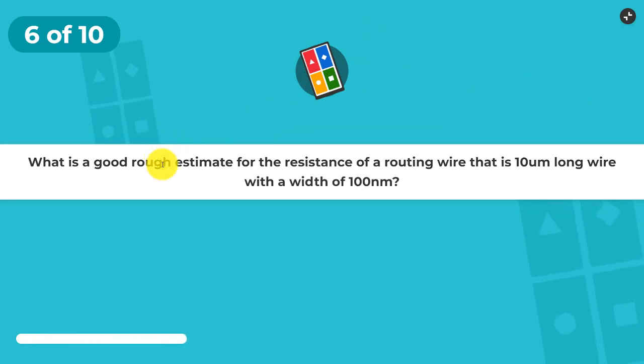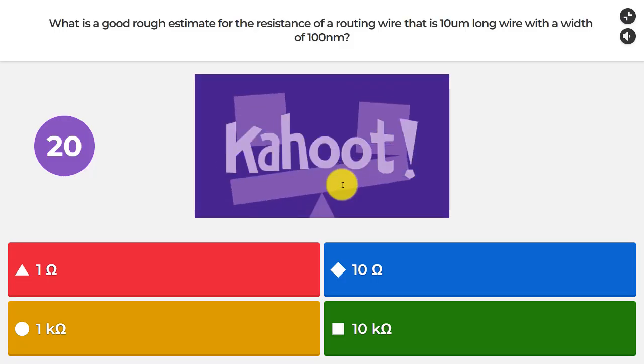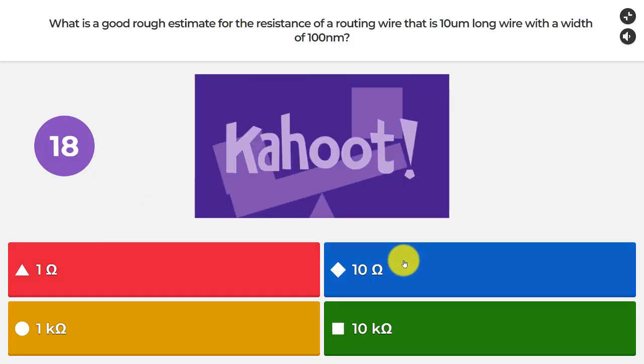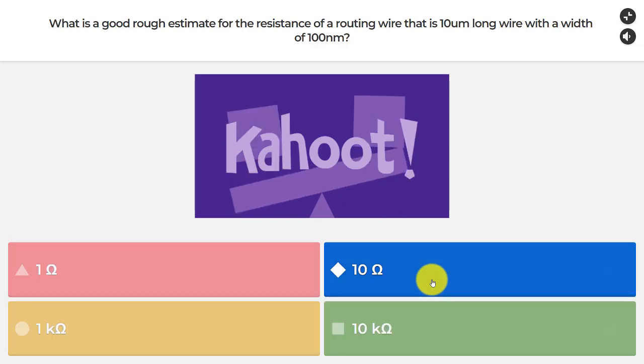Next question is, what is a good rough estimate for the resistance of a routing wire that is 10 micron long with a width of 100 nanometers? This is going to be 1 ohm, 10 ohms, 1 kilo ohm, or 10 kilo ohms. So if you do the calculation, you're going to find out that it's going to be about 10 ohms.